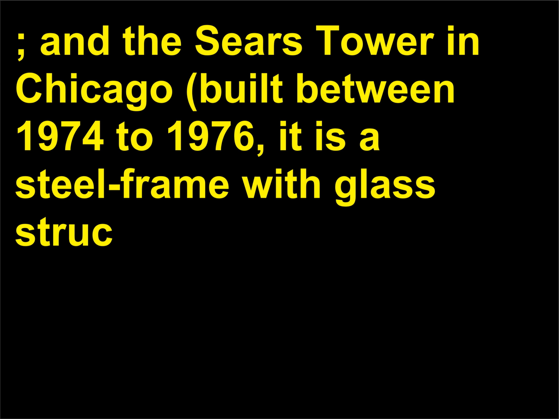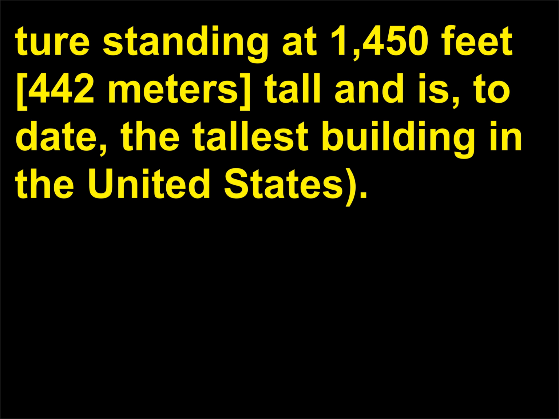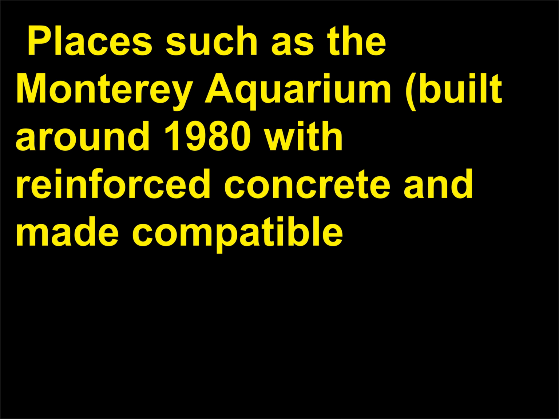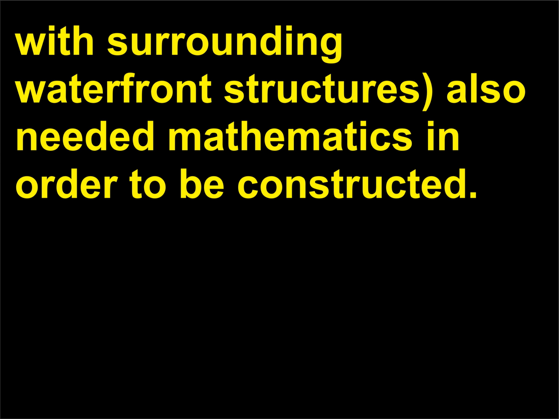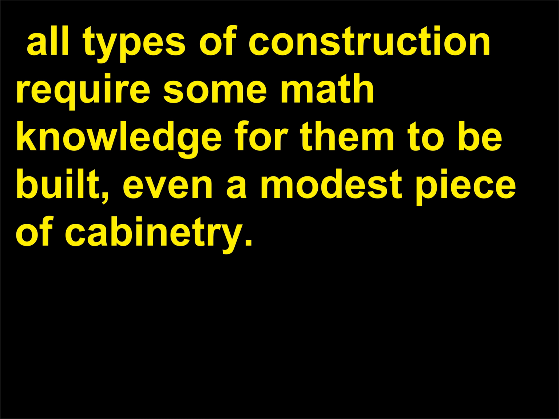And the Sears Tower in Chicago, built between 1974 and 1976. It is a steel frame with glass skin tower standing at 1,450 feet (442 meters) tall and is, to date, the tallest building in the United States. Places such as the Monterey Aquarium, built around 1980 with reinforced concrete and made compatible with surrounding waterfront structures, also needed mathematics in order to be constructed. Of course, when one gets down to it, all types of construction require some math knowledge for them to be built, even a modest piece of cabinetry.